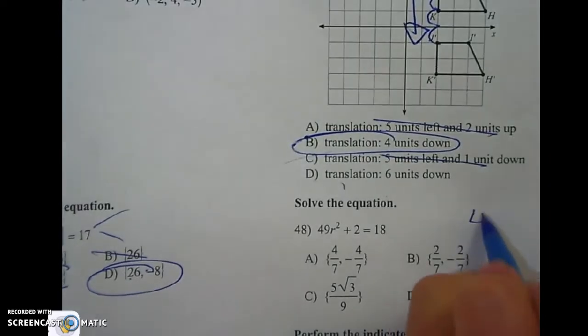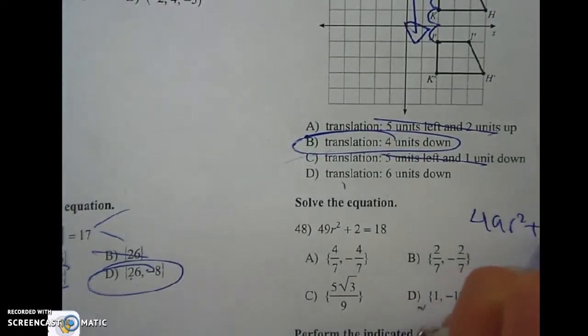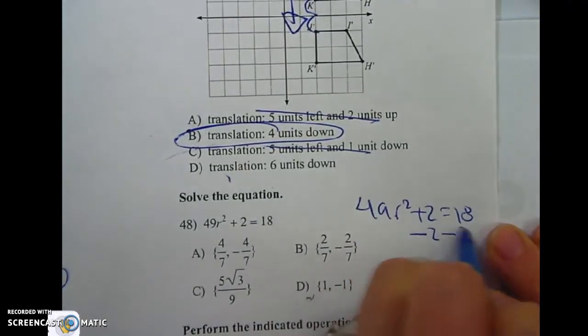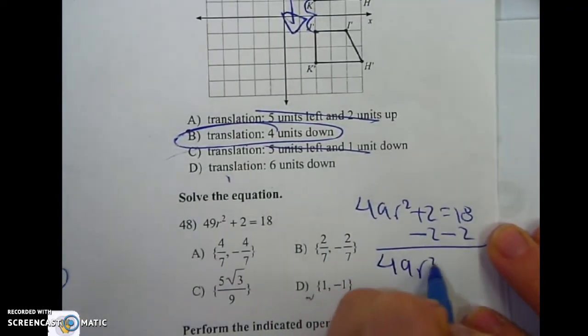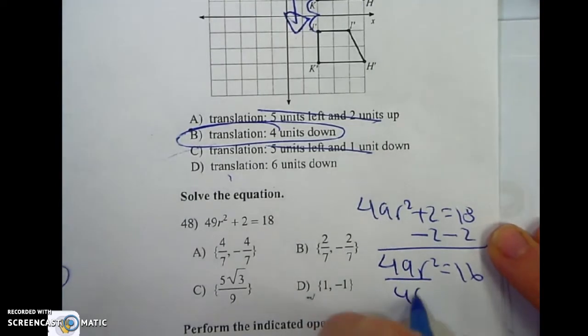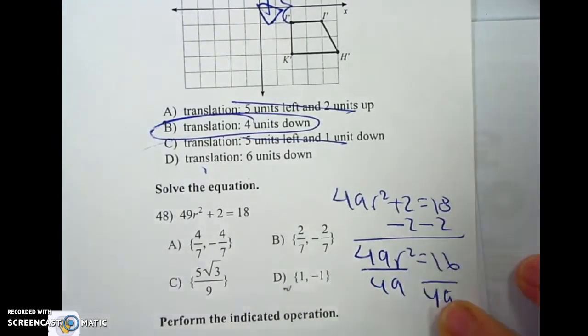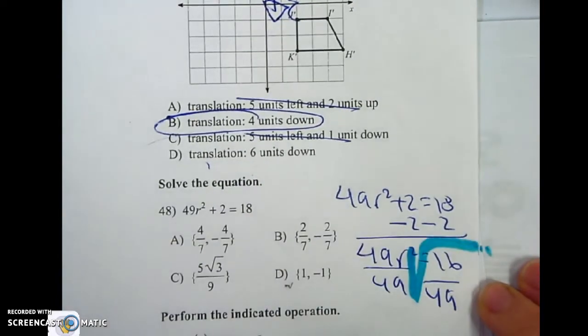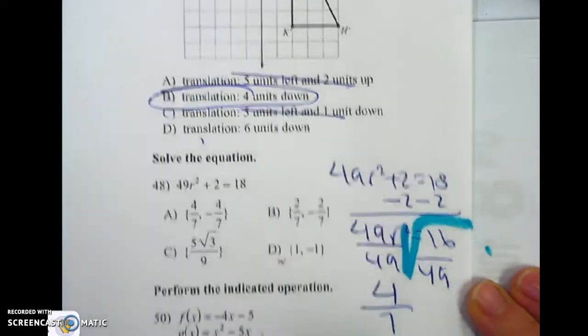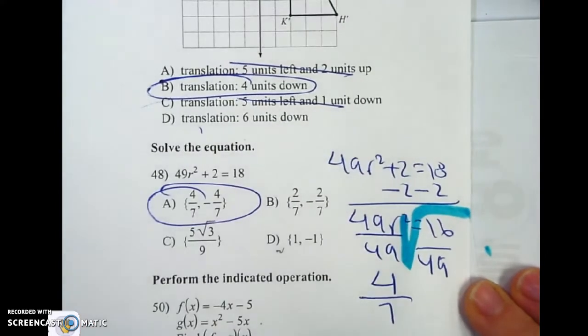Solving this equation, there are probably different ways to do this, but I think the easiest is to just solve. So subtract. Divide. I know you're worried because they don't divide, but don't worry, because when you take the square root of 16, 4. The square root of 49, 7. One's positive, one's negative.